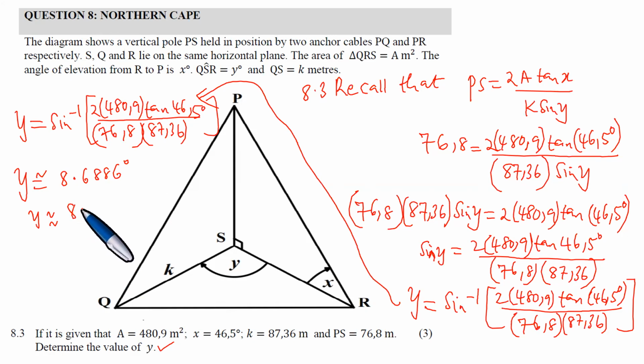Okay, so that is 8.7 degrees, the answer to one decimal place. Okay, just 1 second. I'll be back on the screen.